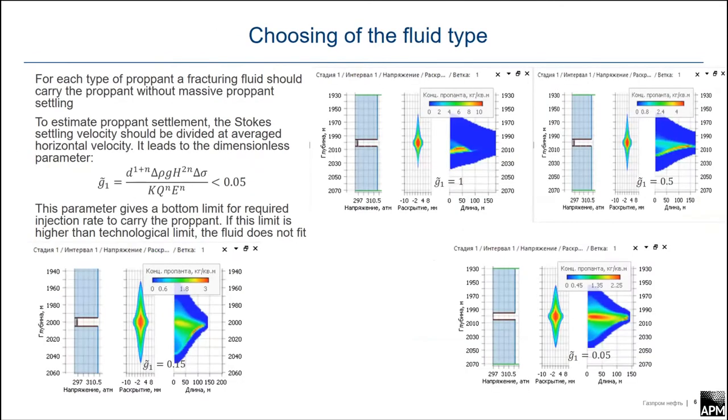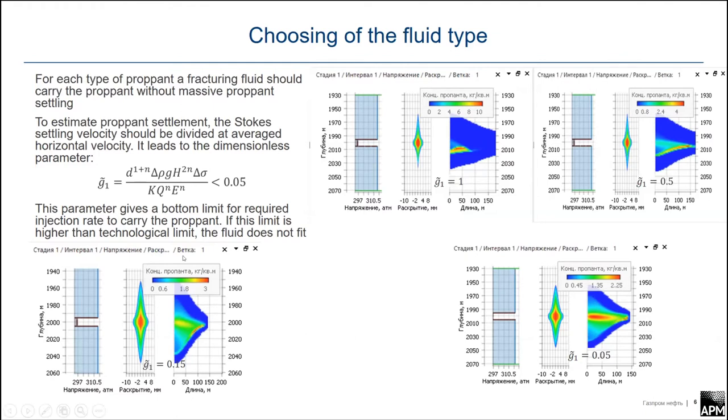So, second part, we should choose some fluid which will be effective for this proppant. And here is the point when the mathematical modeling starts. The simple way to estimate the effective fluid is as follows. We have a settlement speed from the Stokes formula, and we have some average horizontal speed.